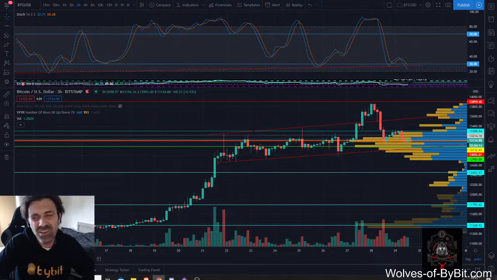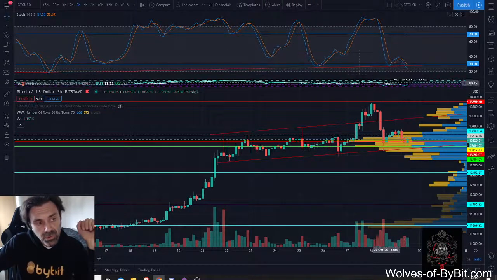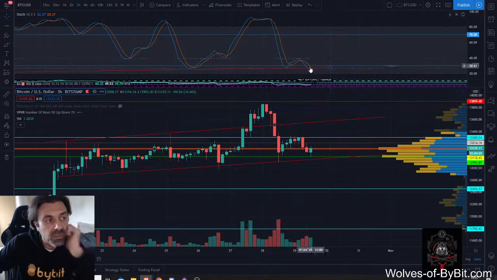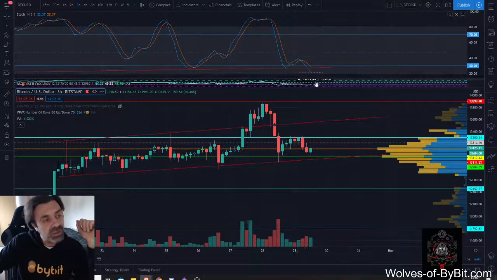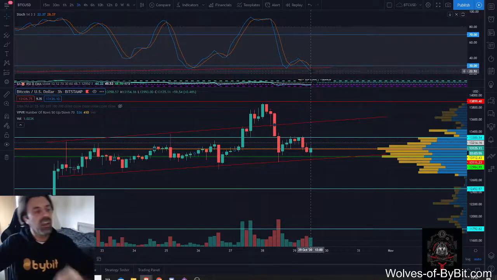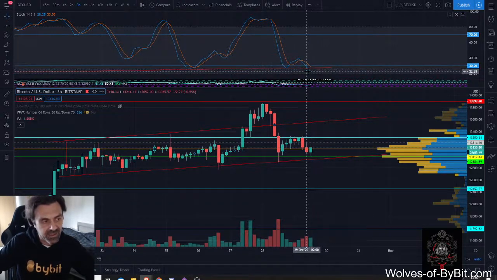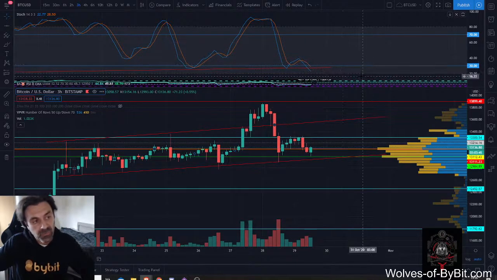All right, thank you very much. So now, like I said, this little blue line here is not a big issue. If we start turning around on the stochastic, then this blue line is just going to cover, and it still could be a valid test and rejection of the bearish control zone.